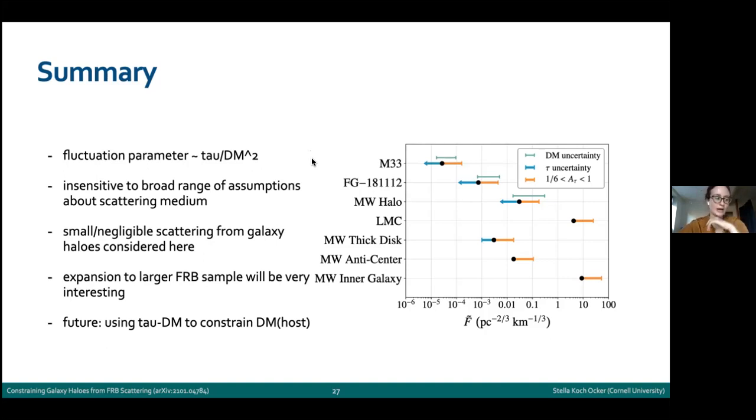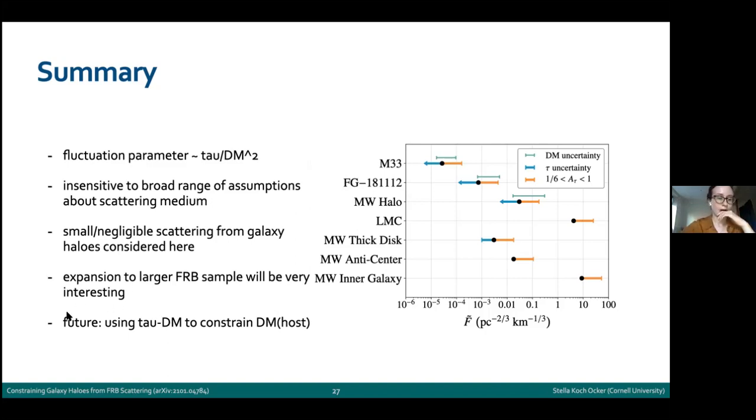And more broadly, FRBs show a pretty large range of scattering. Some FRBs show a lot of scattering, some FRBs don't show very much. And so you maybe naively expect that as a result, any scattering medium that all FRBs travel through would be ruled out as the dominant source of FRB scattering. And so it would be interesting to see whether the FRB scattering that we observe is actually related in some way to the location of the FRB source relative to its host galaxy.